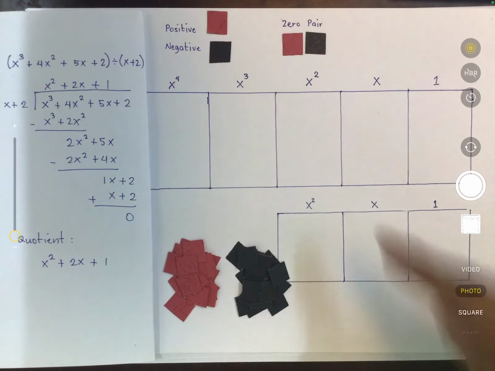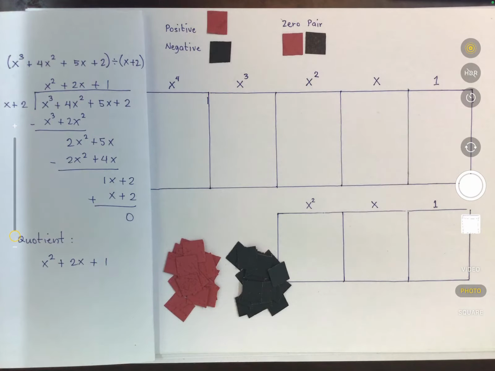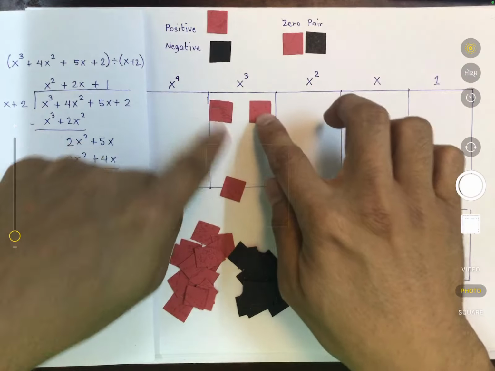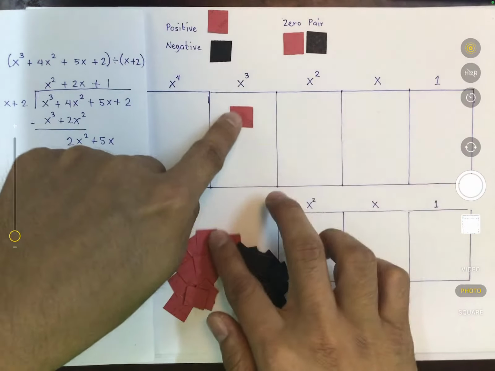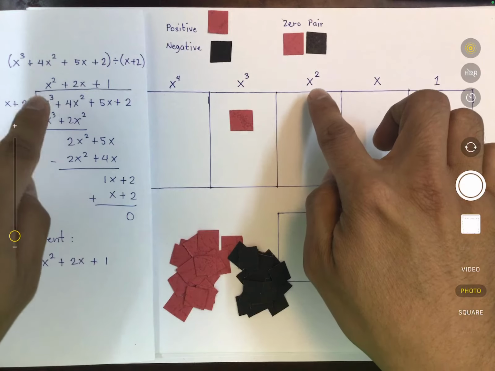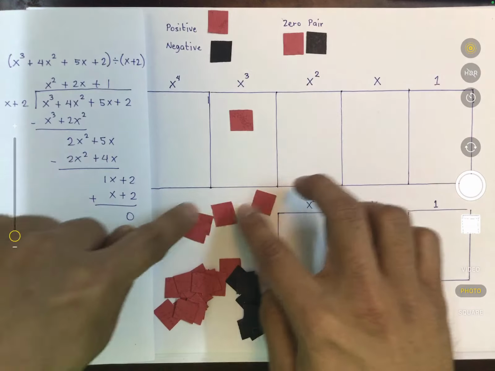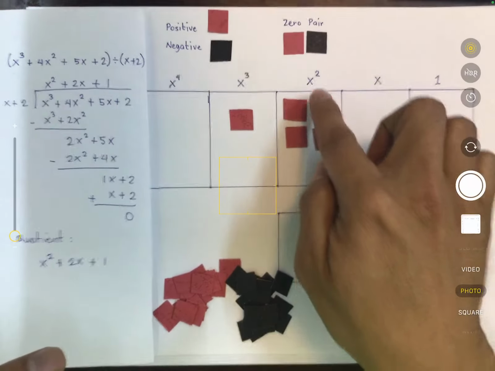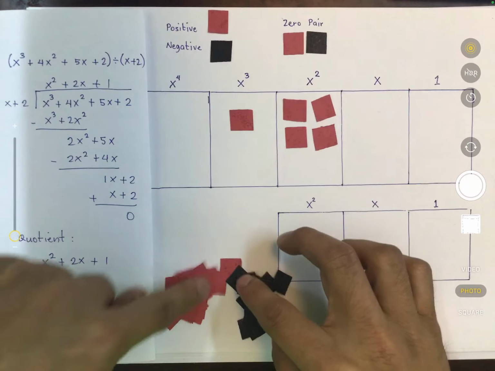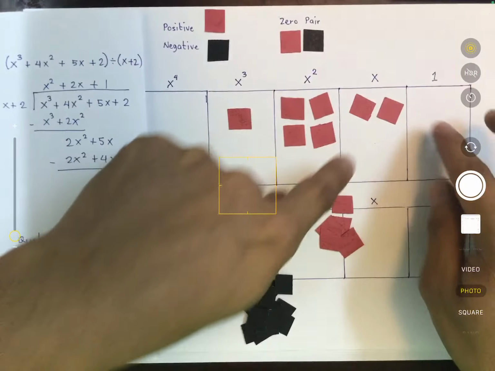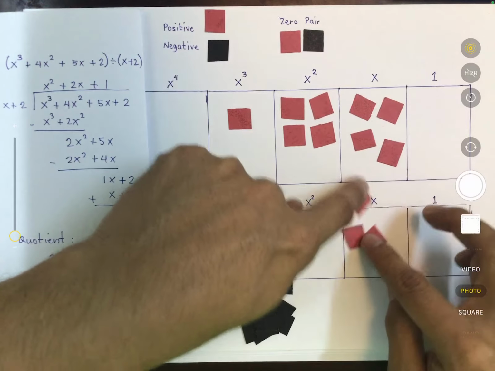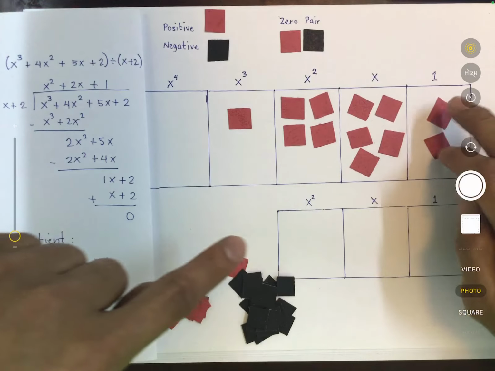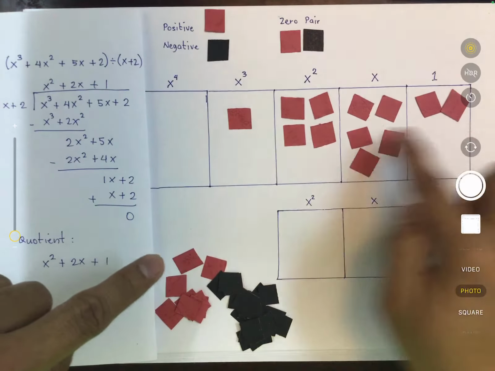How are we going to do it using these manipulatives? So first, we're going to represent the dividend, x cubed. Using these red tiles, we got here only one x cubed. Then in our x squared, we got 4. So these tiles right here represent the numerical coefficient. So we got here 4x squared. Then for the 5x, this will be the representation. So we got here 1, 2, 3, 4, 5x. And for our constant, we got 2. Here we go. And this is our dividend.